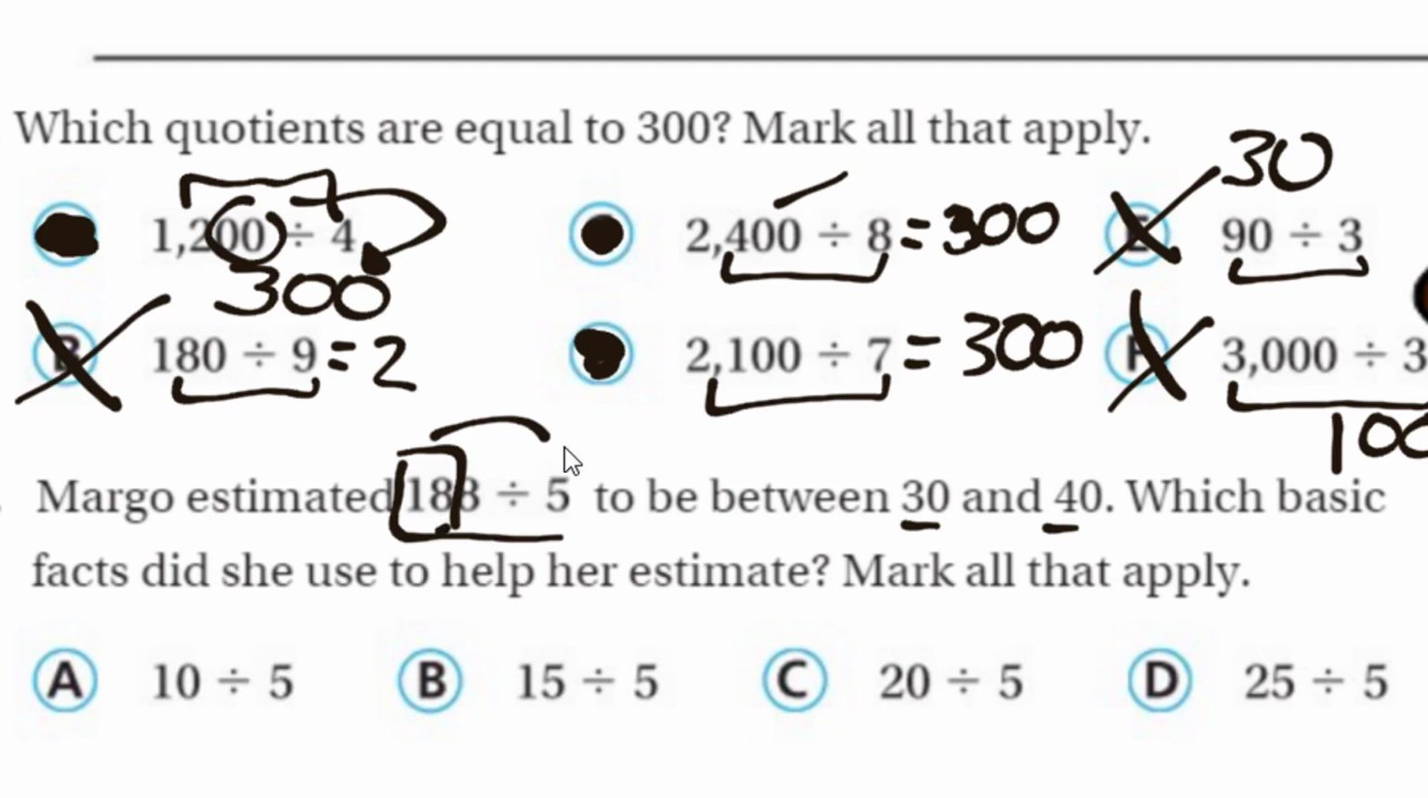I know 20 divided by 5. I know that 20 divided by 5 is equal to 4. So that might be one. Is that there? It is. 20 divided by 5. So I would choose this one. See, you are sensational, my friend.